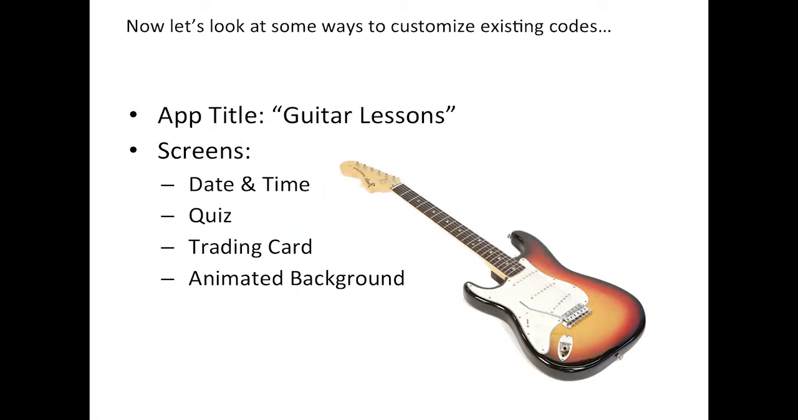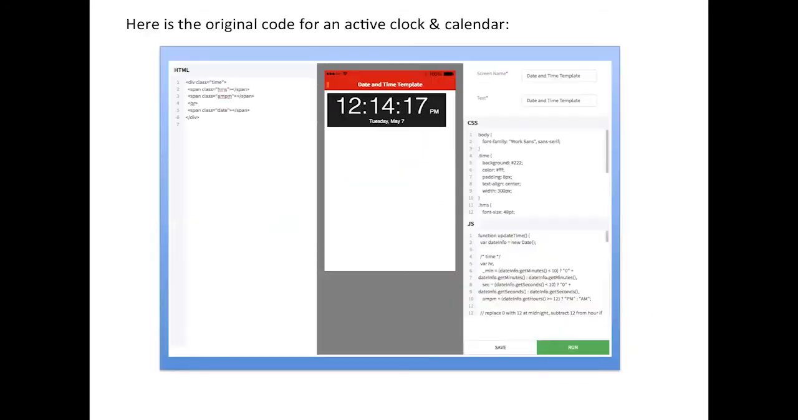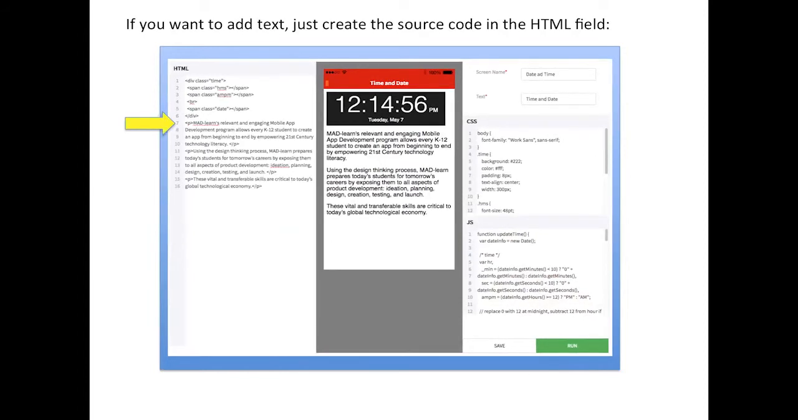For the sake of demonstration, we've selected screens that show date and time, a timed quiz, a trading card type screen, and an animated background. Here's the original code for an active clock and calendar. If you want to add content, just create it and add it to the source code in the HTML field.